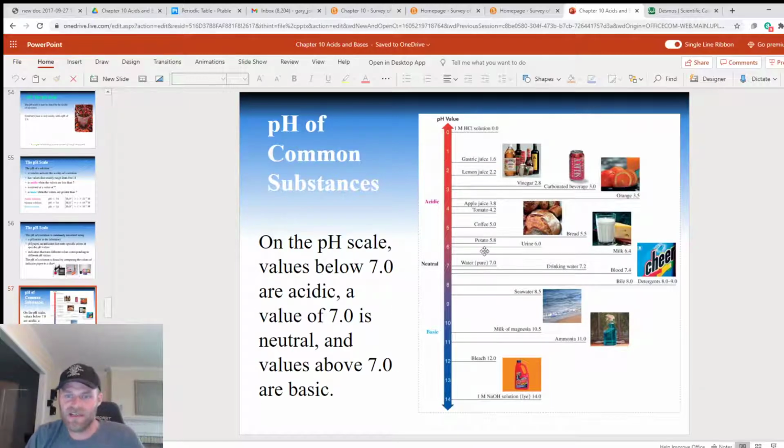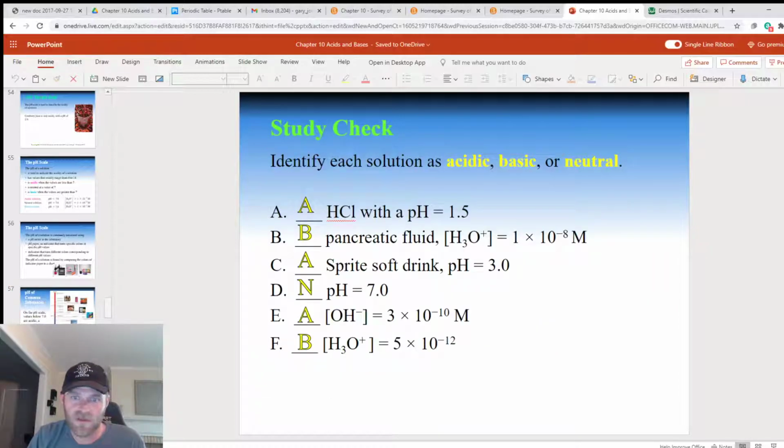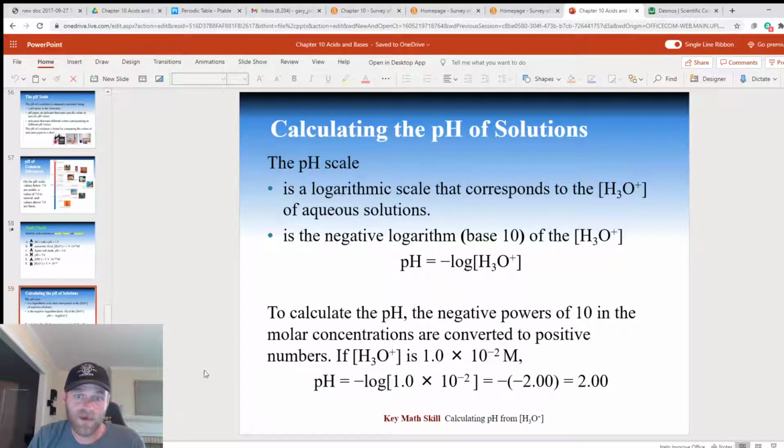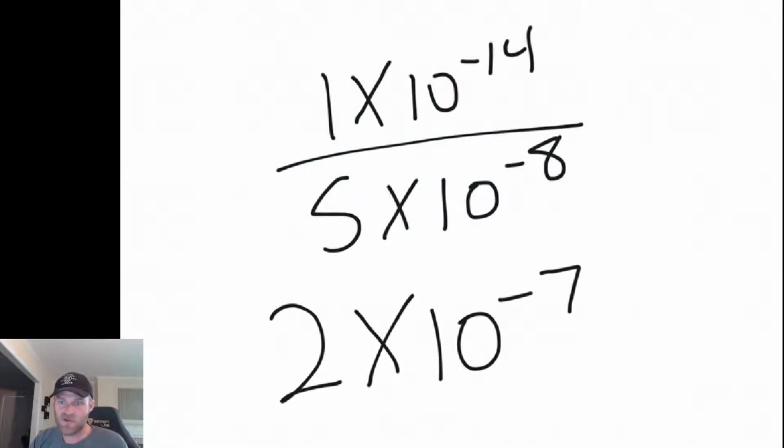And then here's kind of an example of where some things are on the pH scale, but I want to talk about what pH is. pH is the negative log of the hydronium or hydrogen ion concentration. Okay, so let's look at that one that we just did: 2 times 10 to the negative 7, and I want to figure out the pH. pH is the negative log of that concentration.